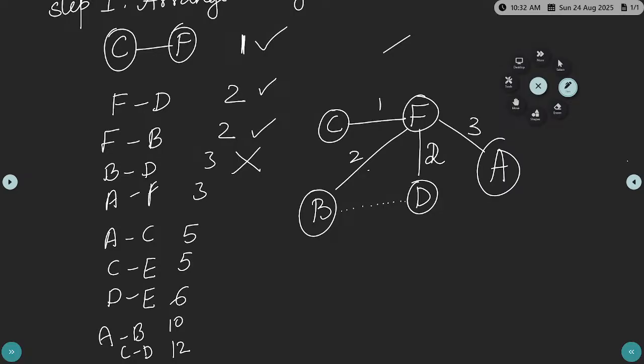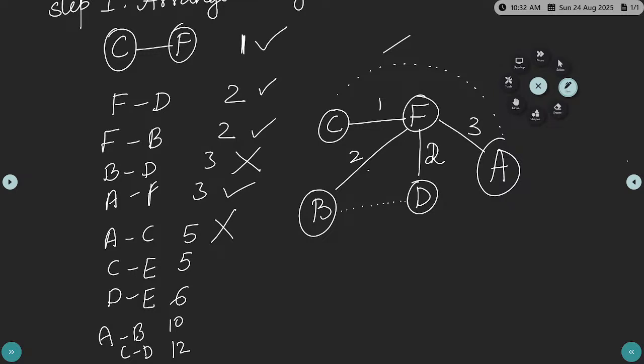So I am going to consider this edge. Next, I am going to take A to C. Is it forming a cycle? Yes. So I am going to discard this edge. You have to show these differences like this.